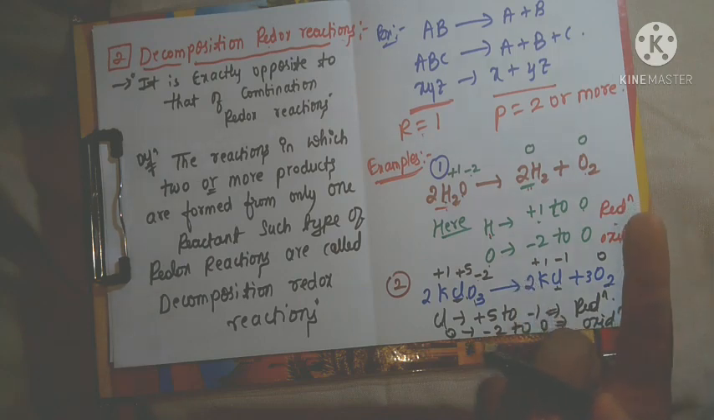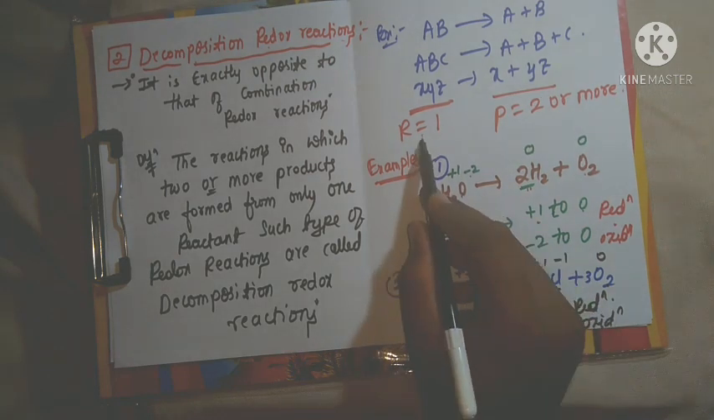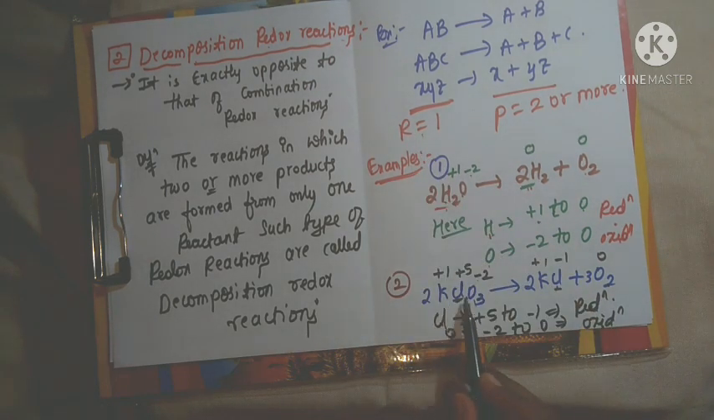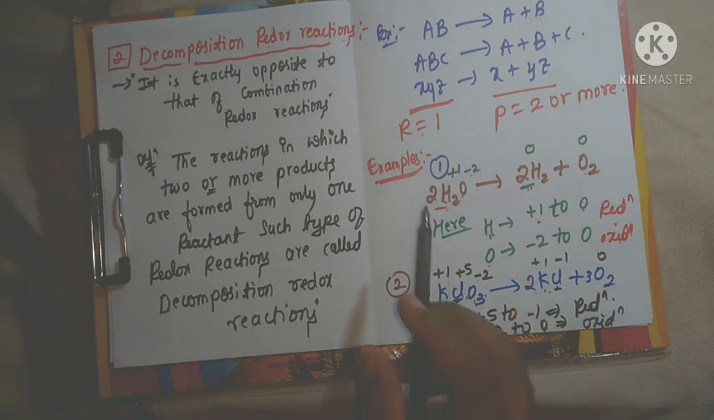Again, which type of redox reaction? If someone is asking, just check here, how many reactants are there? Only one reactant. That is KClO3. But how many products are there? Two products. That is KCl and O2.